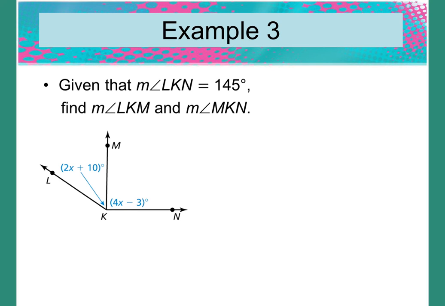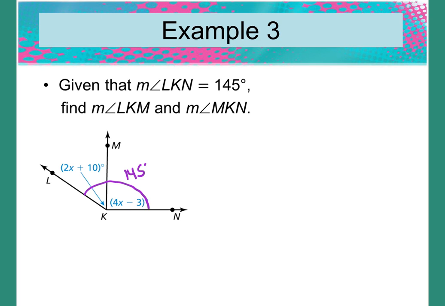All right, last one. Given that the measure of angle LKN is 145 degrees, find the measure of angle LKM and MKN. So LKN is this big angle here, the full thing, and we're saying it is 145 degrees. How can I figure out what these other angles are? Good, add them and set them equal.